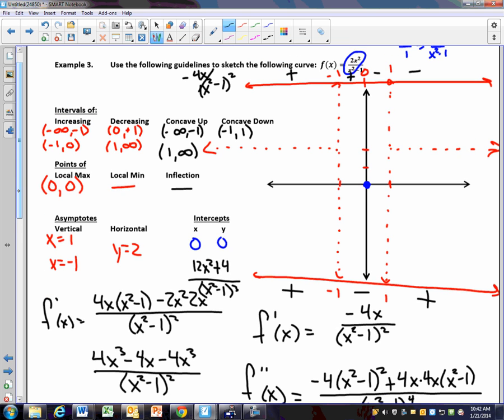Time to draw the graph. Look at my asymptotes here and everything that's happening. It's positive, so therefore it's concave up, and it is increasing. So does it go on the top or the bottom? It goes on the top. It looks like this.